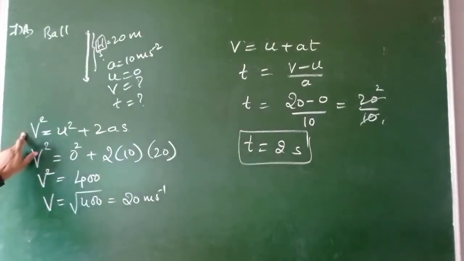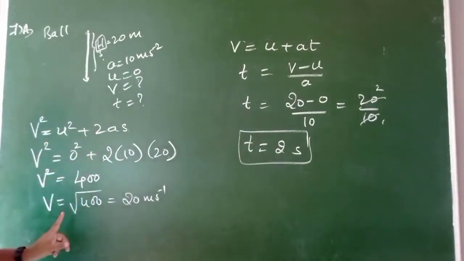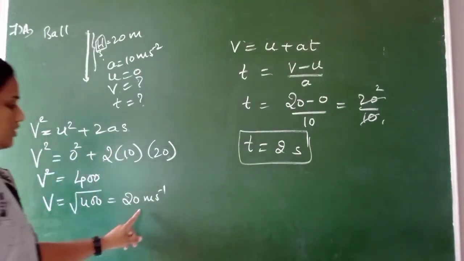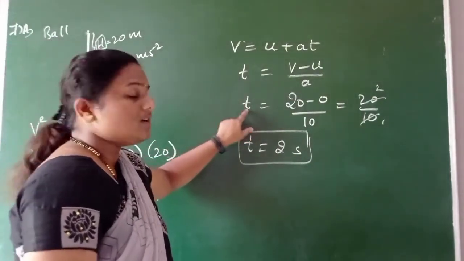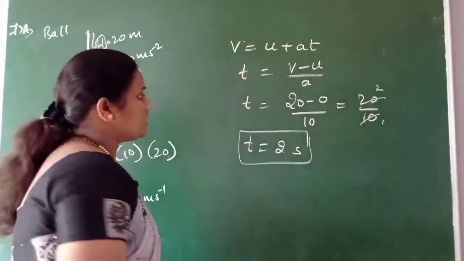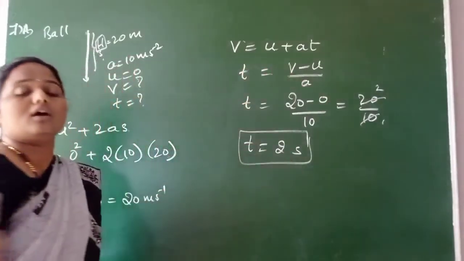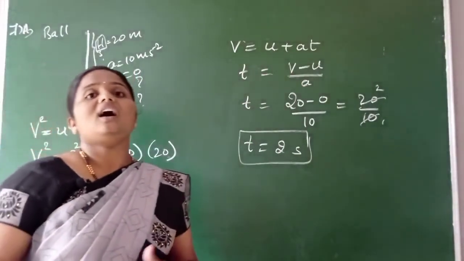Let us use the formula. Third equation, v square equals to u square plus 2as. Here substituting the given values, you will get a velocity 20 meter per second. The next, in order to calculate time, let us take the first equation, v equals to u plus at, which is what? Time you will get about 2 seconds. Is it clear, children? Okay, next we will move with another one.